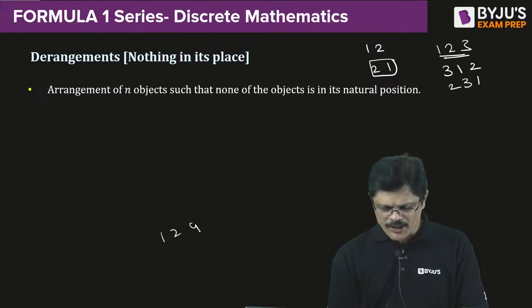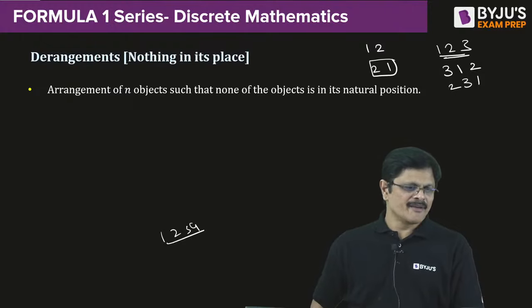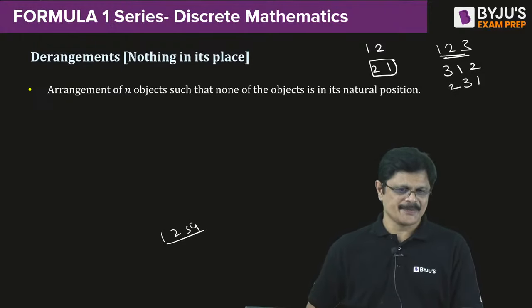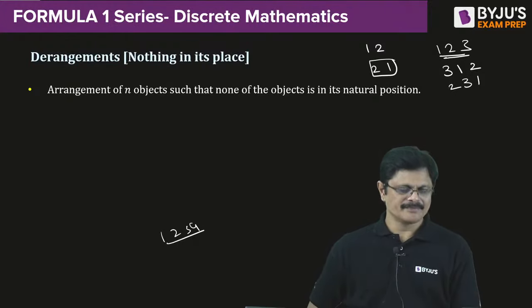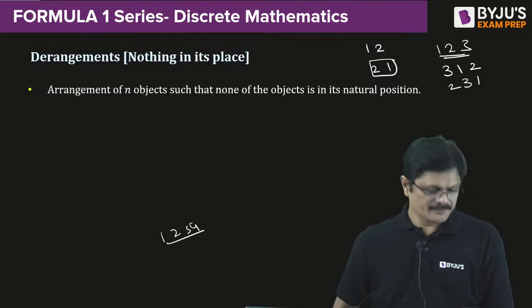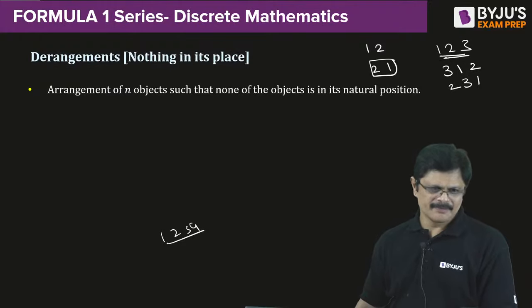For 4 numbers, what should this be? Number of derangements for 4 numbers, sir. What about this? Number of derangements for 4 numbers. Please answer this.